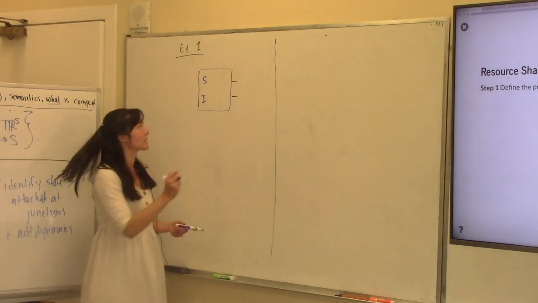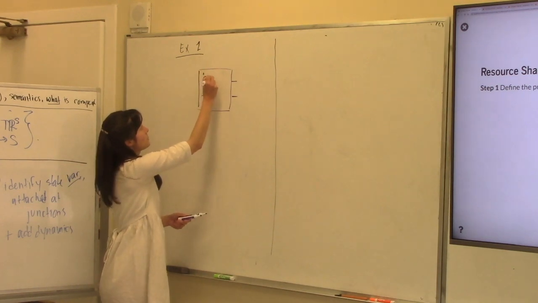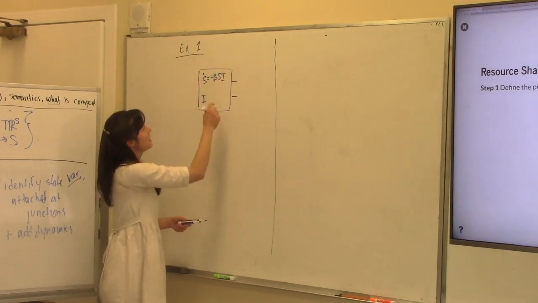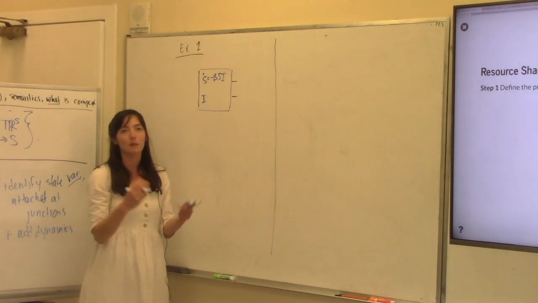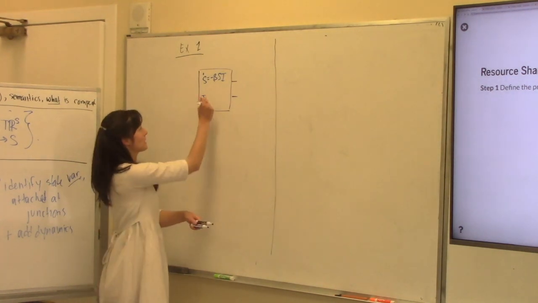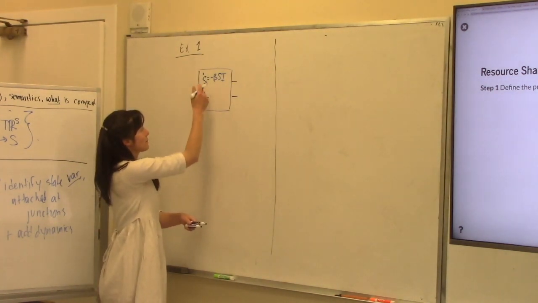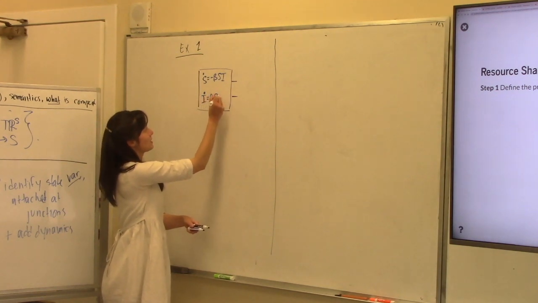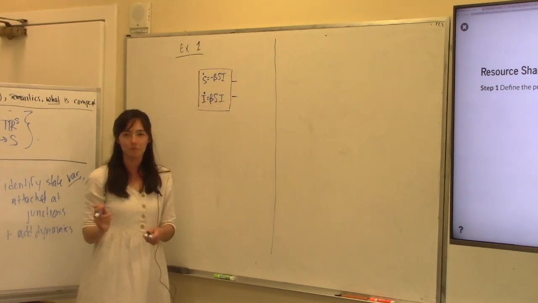Now I need to give you my vector field. So S dot is going to be minus beta times SI. So the susceptible population is shrinking depending on interactions between susceptible and infected people. And all those susceptible people become infected. So my I dot is beta SI.